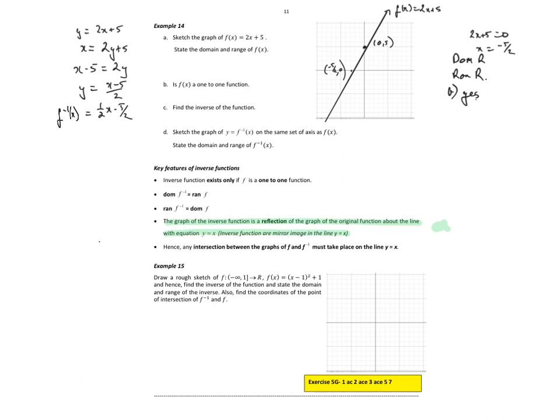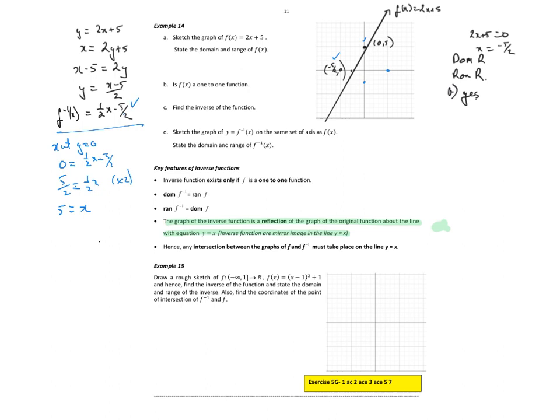Sketch the graph of f inverse on the same set of axes as f of x, state the domain and range. Let's go with blue. What I know about this graph is it has a y-intercept of negative 5 on 2, which is the same as the x-intercept on the other one. If I rearrange this to find the x-intercept, put y equal to 0. So I get 5 on 2 is equal to a half x. If I multiply by 2, I get 5 is equal to x. So I get an x-intercept of 5, which is the reverse of the y-intercept. We expected that.